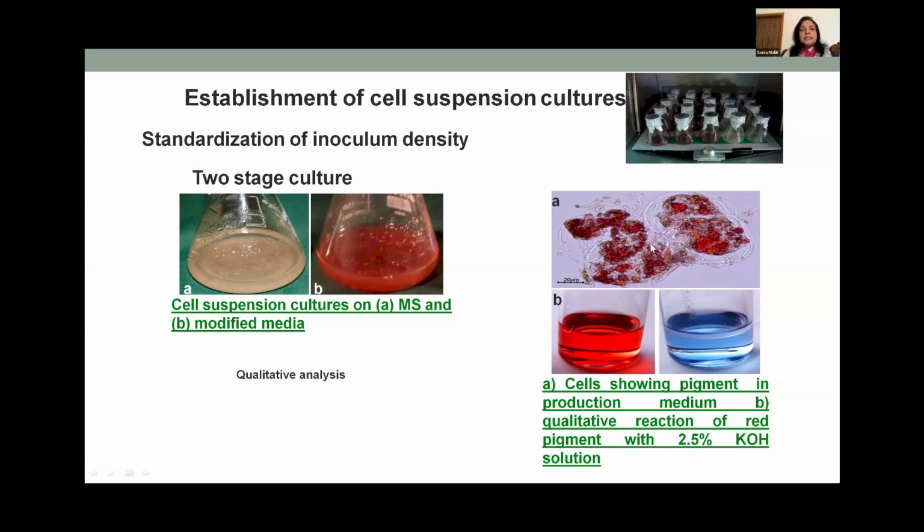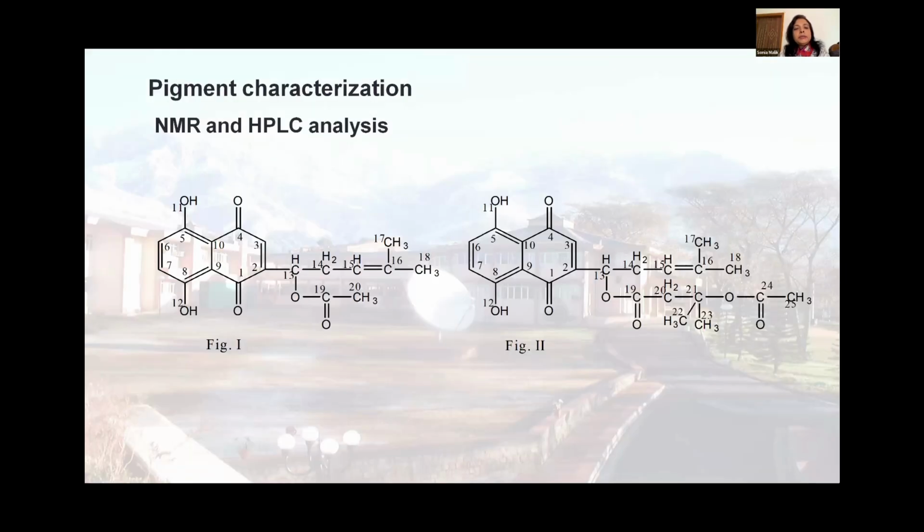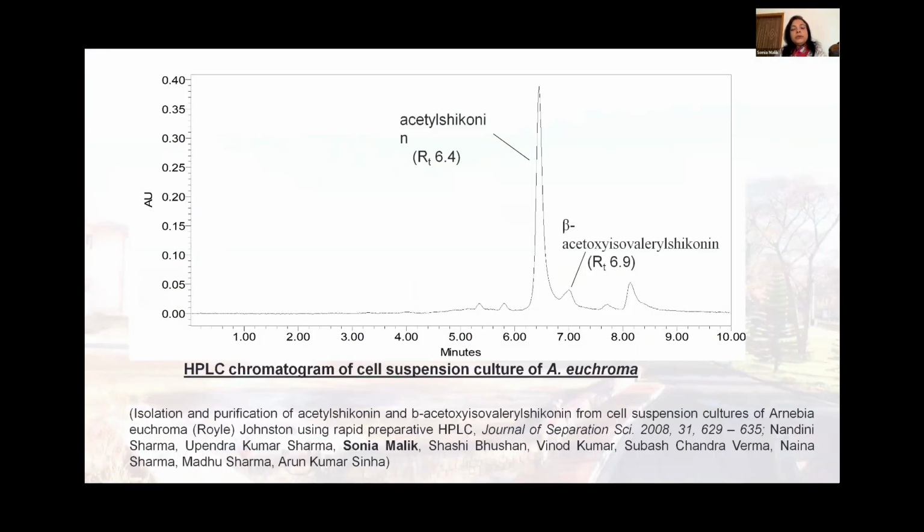And then to test this further, we went in for NMR and HPLC analysis to elucidate its structure, because there are a number of shikonin derivatives. To find out which particular shikonin derivative it is, we injected these samples for NMR analysis, and we obtained these two structures which corresponded to the peaks of acetyl shikonin and acetoxy-isovaleryl shikonin.